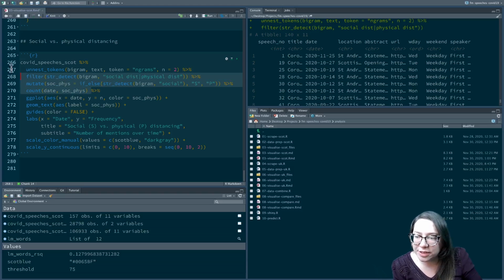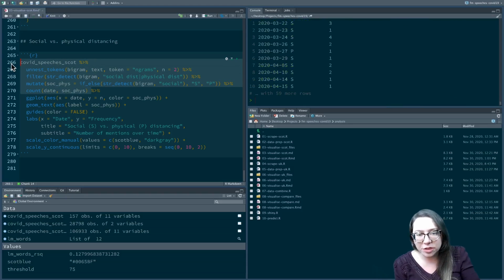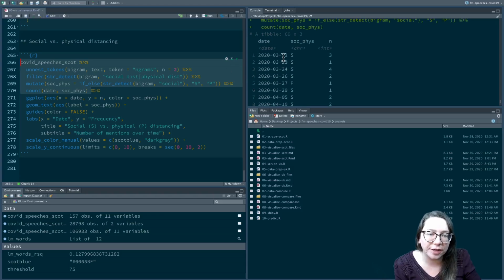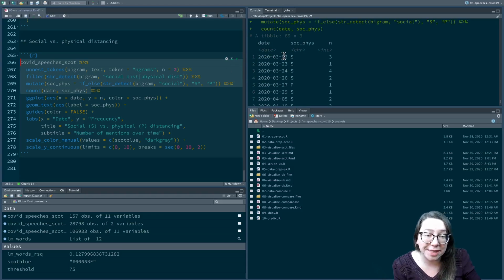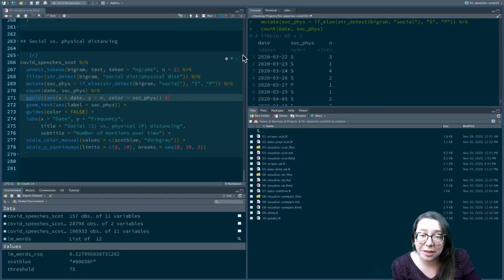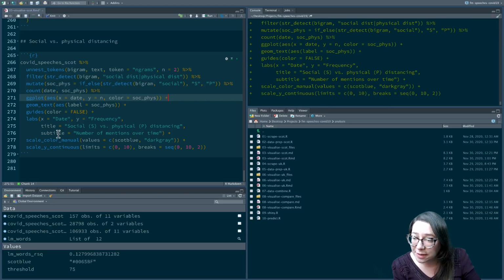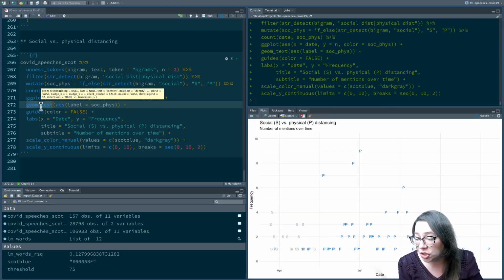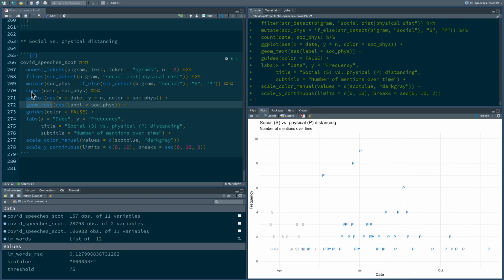And then we're going to count for each day how many times they said either social distance or physical distance. So for example, on March 22nd, very early on in the pandemic, we said 3 times social distance and no physical distance. Then we basically plot this over time. And one of the things I'm doing here is instead of using geom point, I'm using a geom text, which basically places that text as the label on my plot. So S's are for social and P's are for physical distancing.